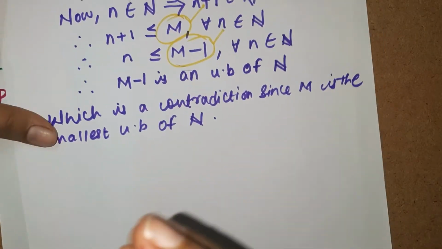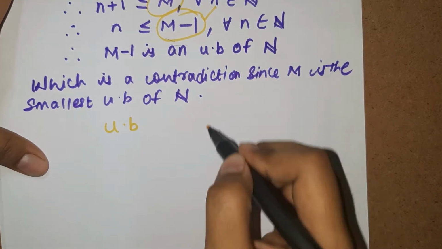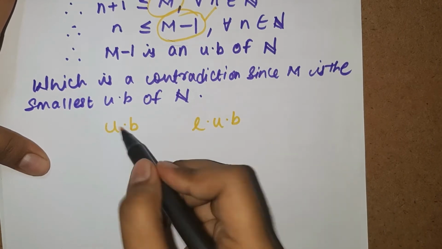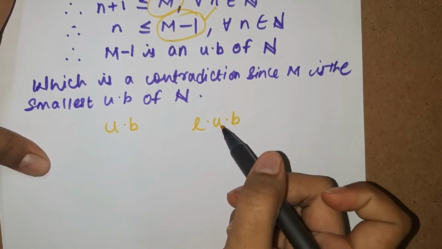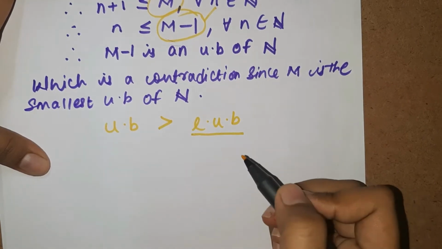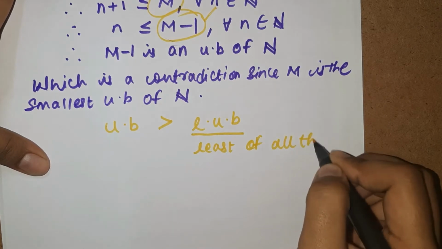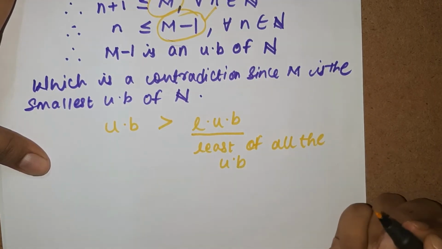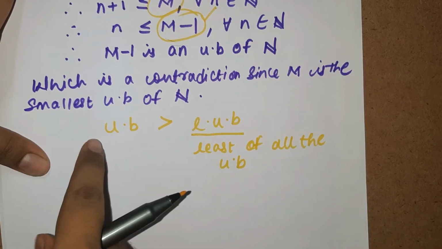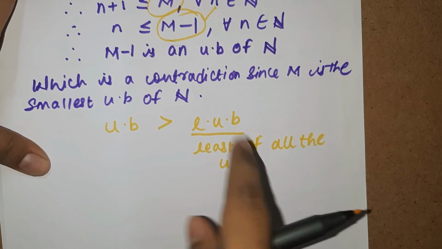Now a very simple question I want to ask you is, upper bound and least upper bound, which one is greater? Is the upper bound bigger or is the least upper bound bigger? We all know that the upper bound is bigger. Why is the least upper bound smaller? Because it is the least of all the upper bounds. This element right here is the least of all the upper bounds. So other upper bounds are going to be greater than this least one.